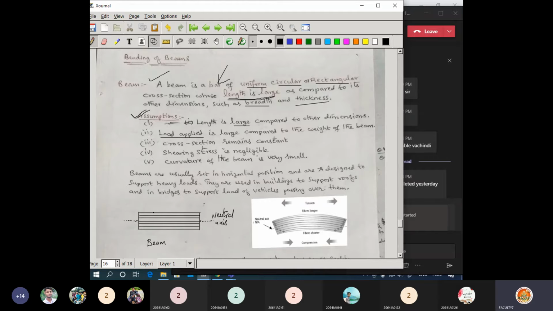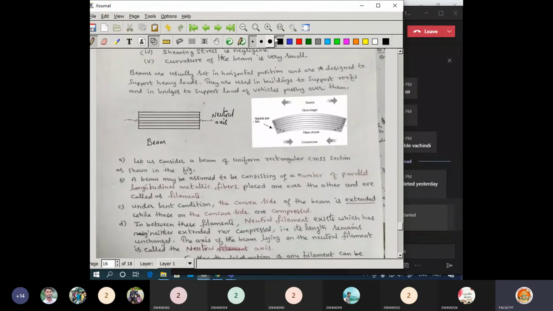Next, the cross-sectional area should remain the same, or constant, throughout the beam. It should not change. Now shearing stress should not be there. It should be considered almost negligible. You know what shearing stress is; we had seen it in the rigidity modulus. Now the curvature of the beam under the forces should be very small.